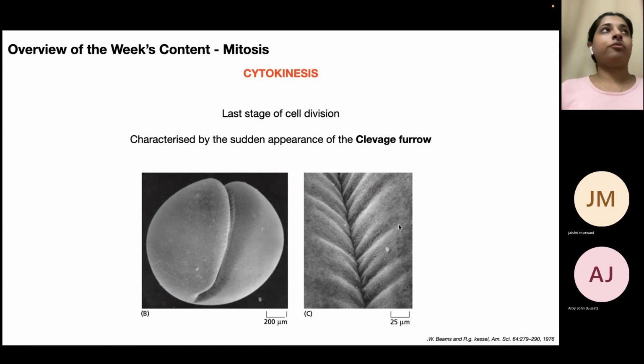Now, the final stage of cell cycle mitosis is cytokinesis, which is the division of the cytoplasm equally between the two daughter cells. And this is characterized by a sudden appearance of the cleavage furrow, which has been beautifully imaged in these microscopic depictions shown here.